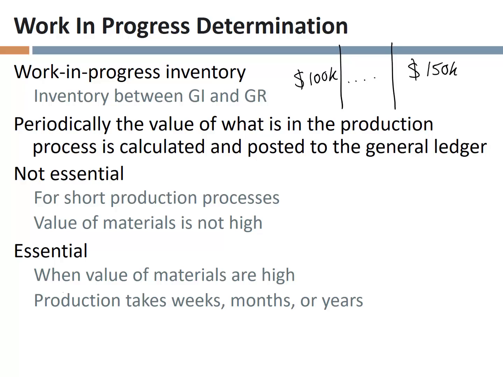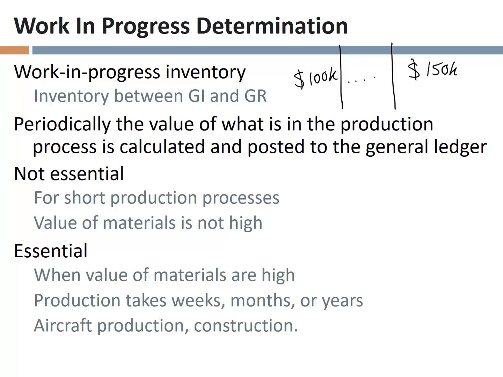For example, maybe we're talking about building an airplane, and we just issued the factory $5 million worth of raw materials, which on our balance sheet makes it look like the value of our company just went down by $5 million. Investors aren't going to like that.